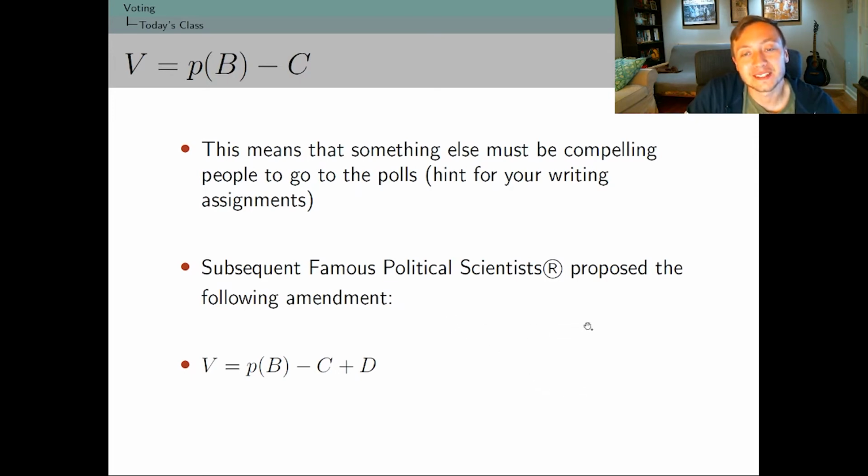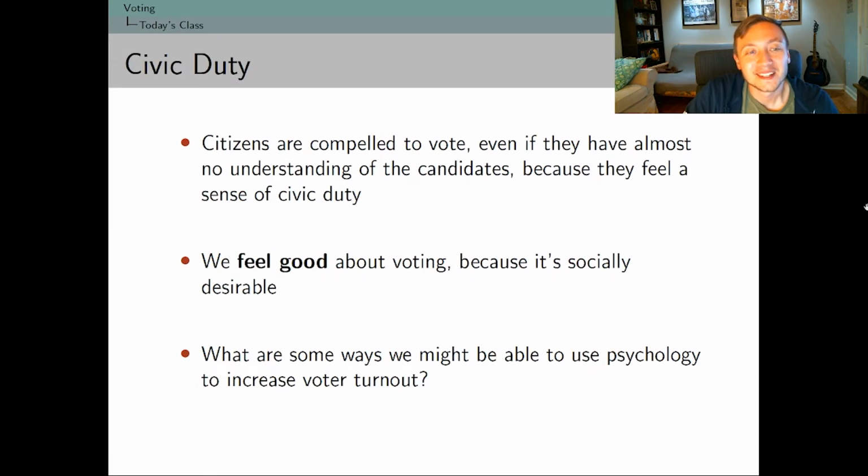Some other political scientists after Anthony Downs came along and they said, this could use some work. And they proposed an amendment, PB minus C plus D. They added this thing that we call the D term. Now, what the D term is, we're about to find out. The D term classically stands for civic duty. And essentially, this is the idea that citizens feel good, like they're fulfilling some sense of obligation to the country that they've been learning about ever since they learned the Pledge of Allegiance or had some kind of civic education in elementary school.